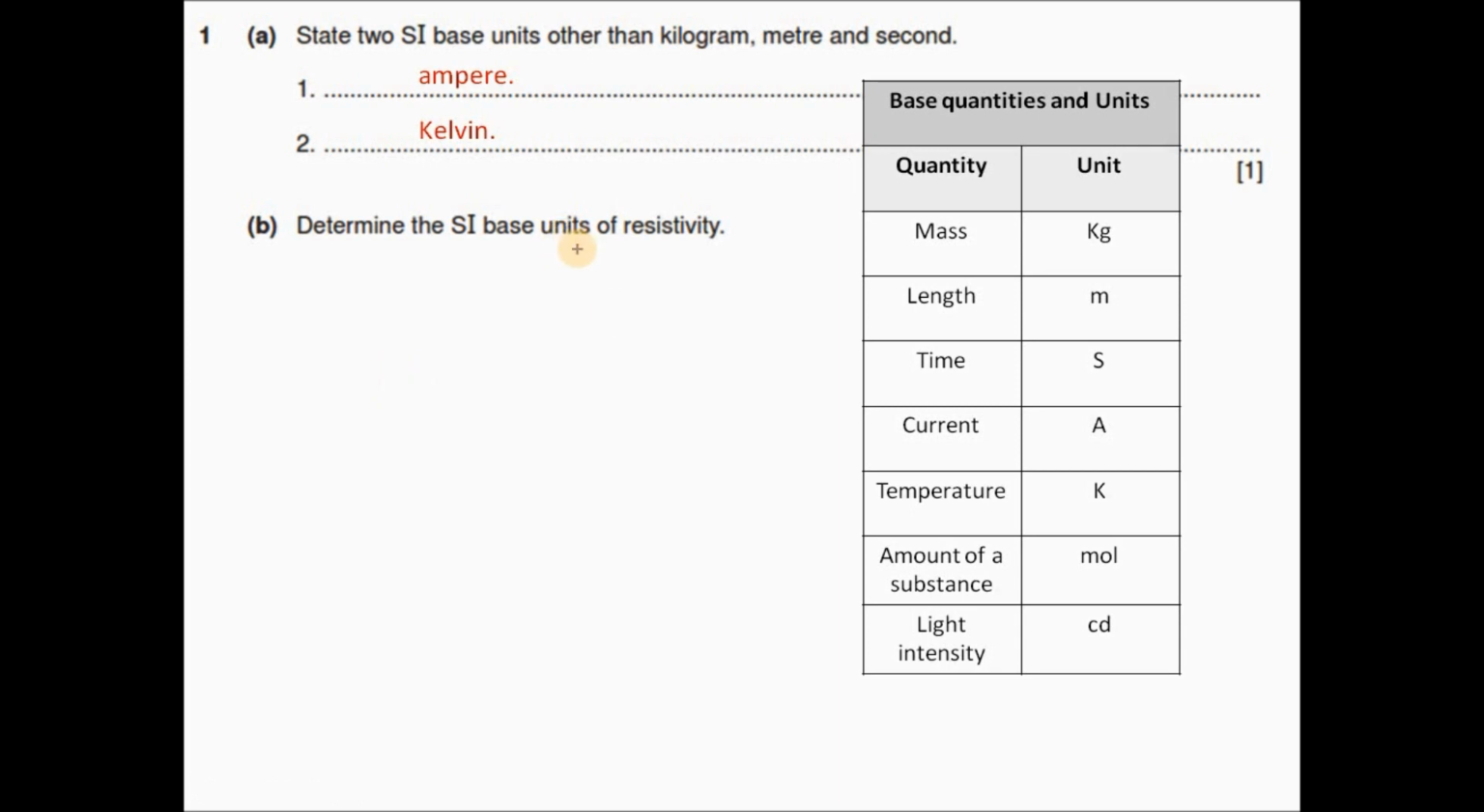Part B. Determine the SI base unit of resistivity. If you see the resistivity and its formula, resistivity is defined as rho is equal to RA by L, where L is the length. From this formula, clearly you can say that the unit of resistivity is ohm meter, and this is in fact the SI derived unit of resistivity, and we need to find the SI base unit. Base unit means we need to write this unit in terms of any of these 7. So meter belongs to the base unit list, so this meter is fine, but we need to figure out the equivalent unit of ohm.